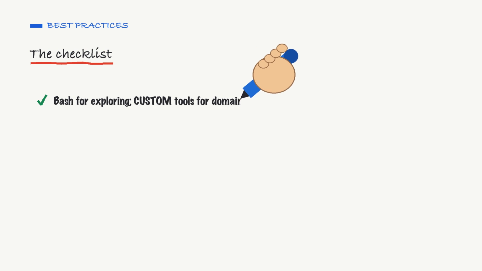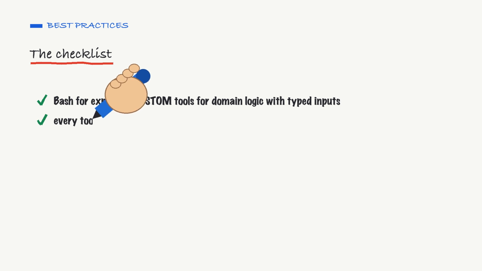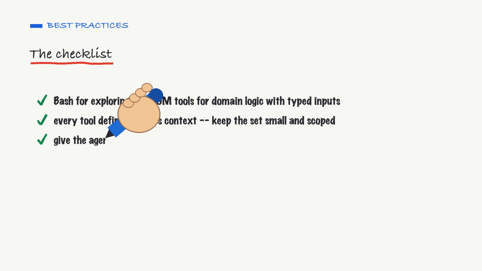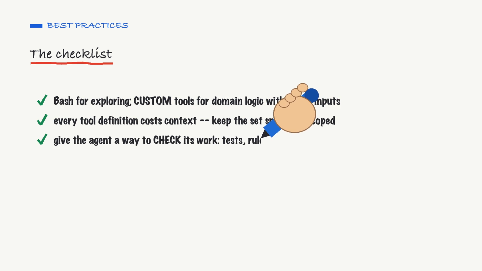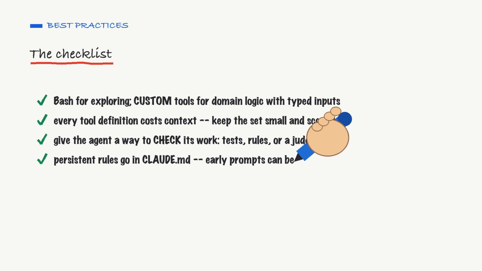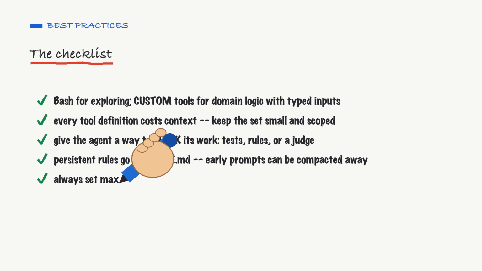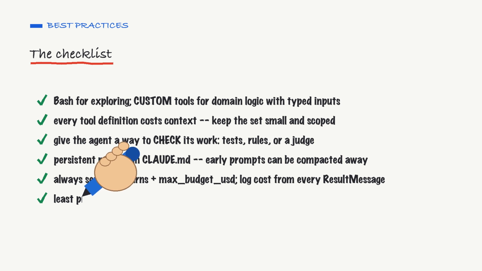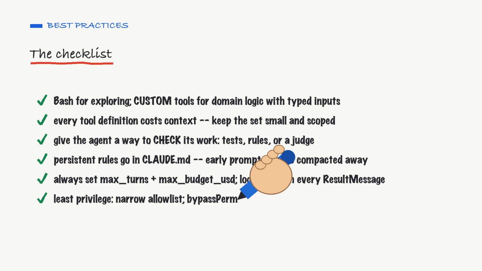Use Bash for exploration, but custom tools for domain logic, typed inputs, controlled errors. Every tool definition costs context. Keep the set small. Give the agent a way to check its own work, tests, rules, or a judge model. Put persistent rules in Claude.md, not the first prompt, because long sessions get compacted and early instructions can fade. Always set the 2 caps, turns and budget, and log the cost from every result message. And least privilege, always. Narrow allow lists, and bypass permissions only inside disposable sandboxes.